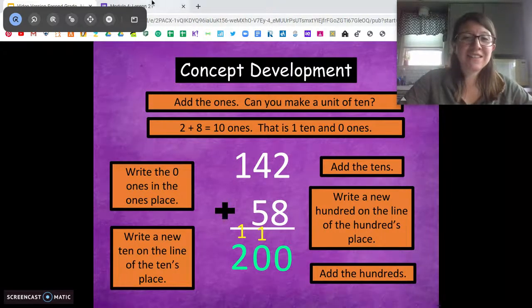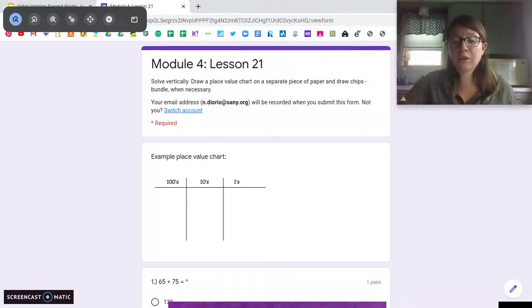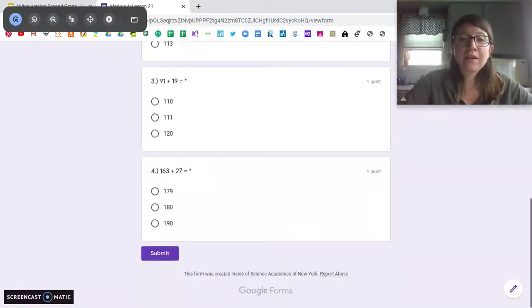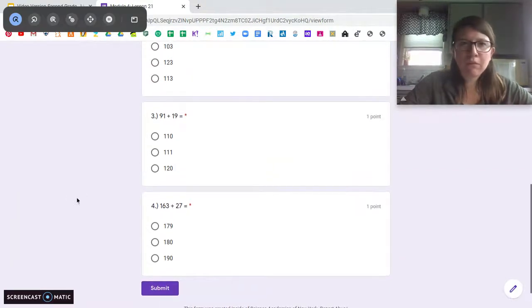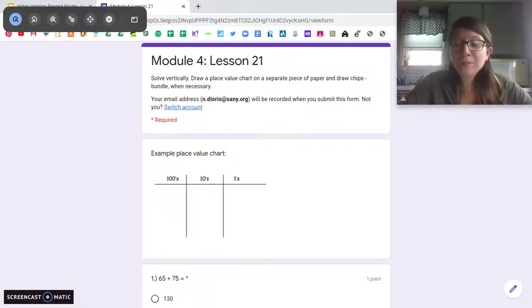You guys got this. You're going to solve with your place value drawing and your vertical method today. We have one problem that's going to be, actually, 2 problems that are going to be using your hundreds place a little bit more. So be careful with them and be careful with lining up your numbers, okay?